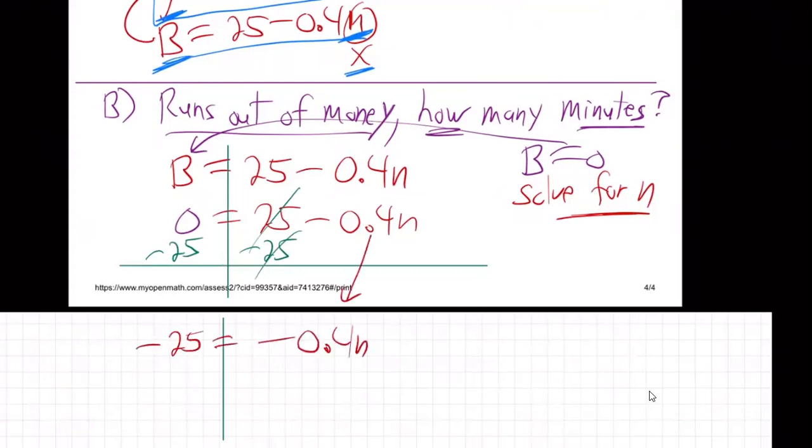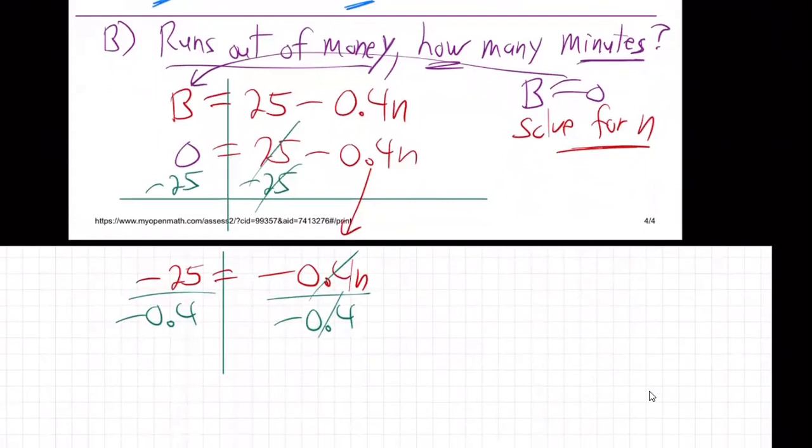Just bring that part down. And then last step, divide by negative 0.4 on both sides. So n equals, I'm going to use my calculator. Two negatives make a positive, right? So I'm getting 62.5. That's how many minutes he can talk, 62.5 minutes before he runs out of money.